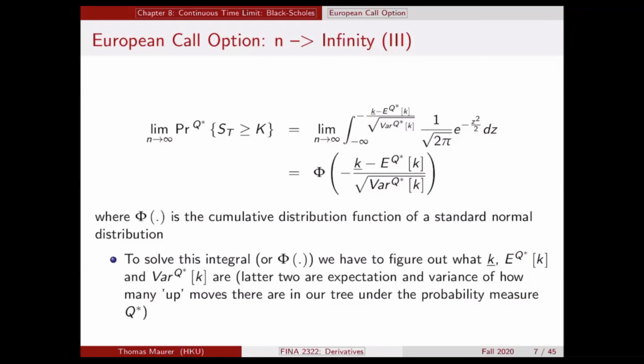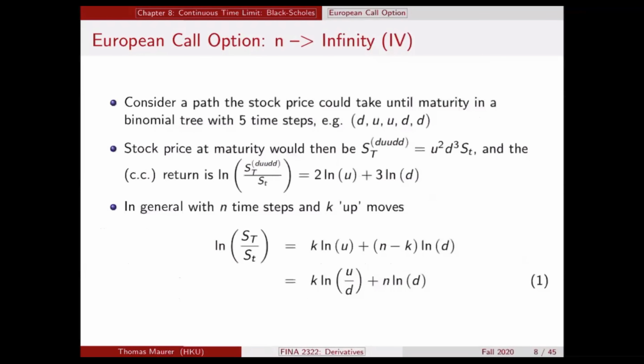So the next thing which we want to do is we want to look at what is the log return of the stock or that underlying asset within our tree with n time steps. And so let's just look at this very quick. So let's suppose we have a binomial tree with 5 time steps. So you have many different ways you can go through that tree. Let's take one particular path. For example, a down movement and an up movement, and then again 2 down movements through the tree.